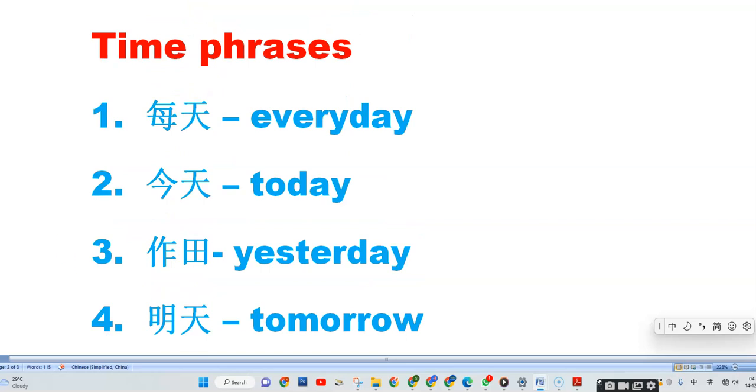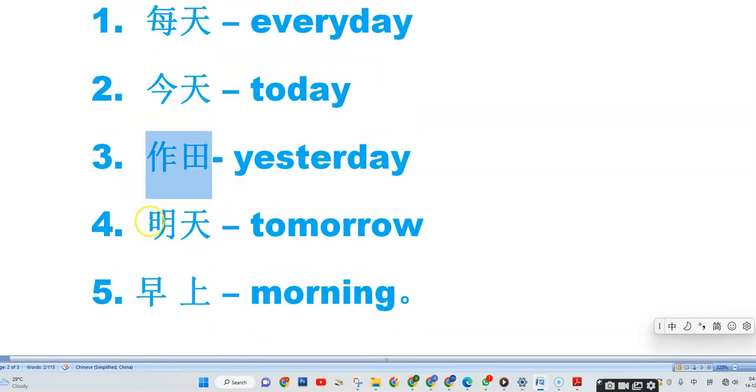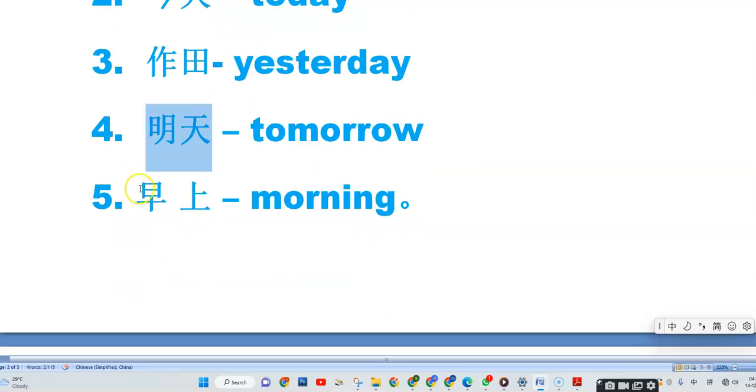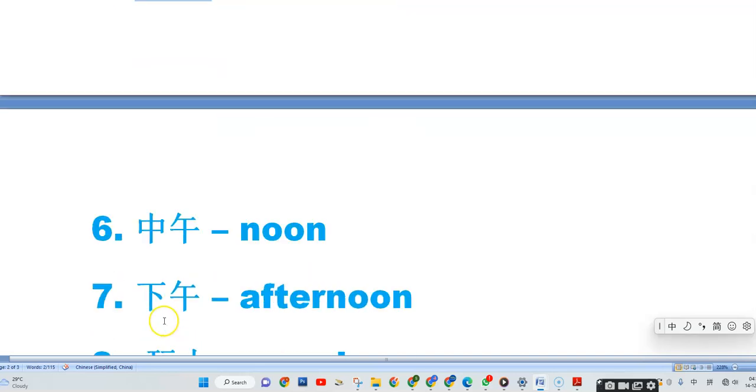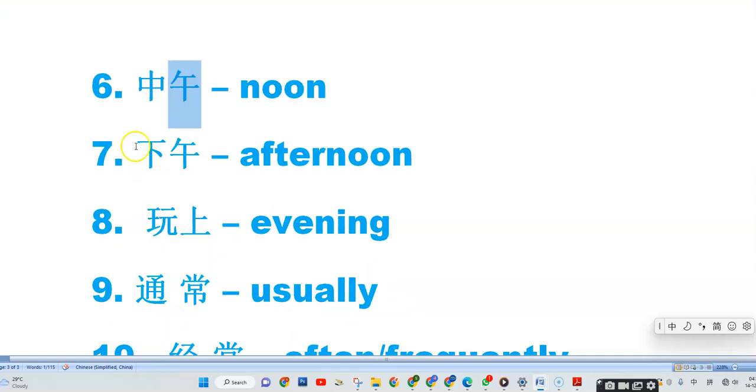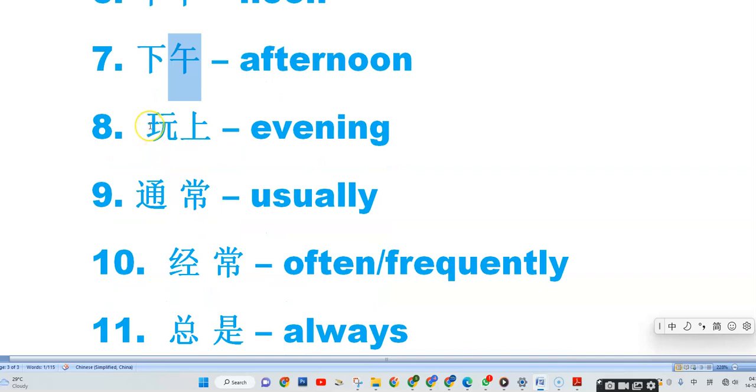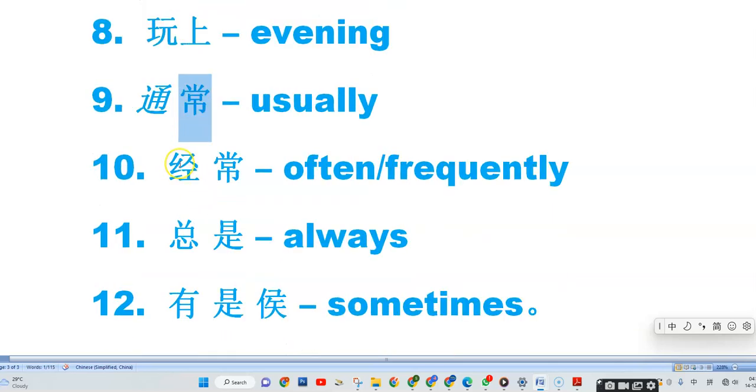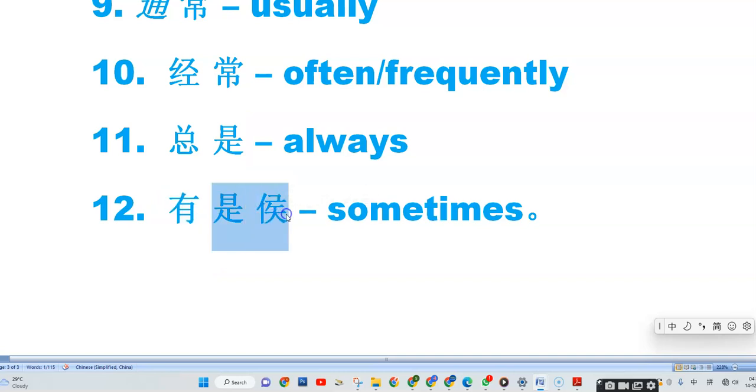As a revision, now we are seeing the time phrases. Mei Tian is every day. Jin Tian, today. Zuo Tian, yesterday. Ming Tian is tomorrow. Zao Shang is morning. Zhong Wu is noon. Xia Wu is afternoon. Wan Shang is evening. Tong Chang is usually. Jing Chang is often or frequently. Zong Shi is always. You Shi Hou is sometimes.